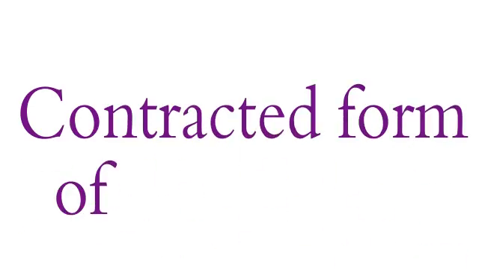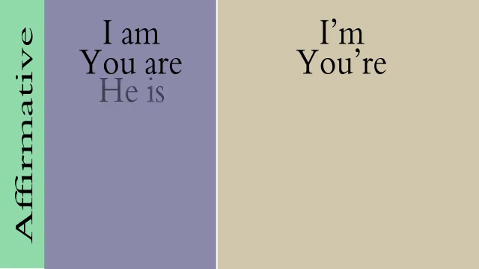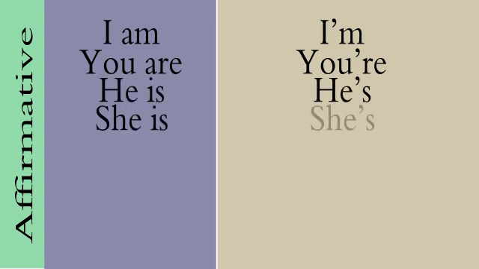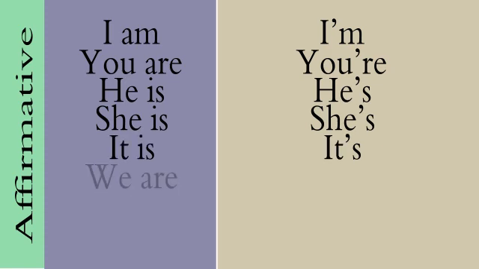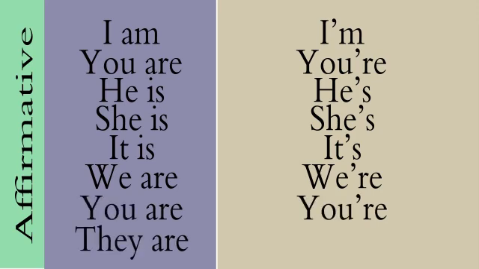Contracted form of verb to be. I am, I'm. You are, you're. He is, he's. She is, she's. It is, it's. We are, we're. You are, you're. They are, they're.